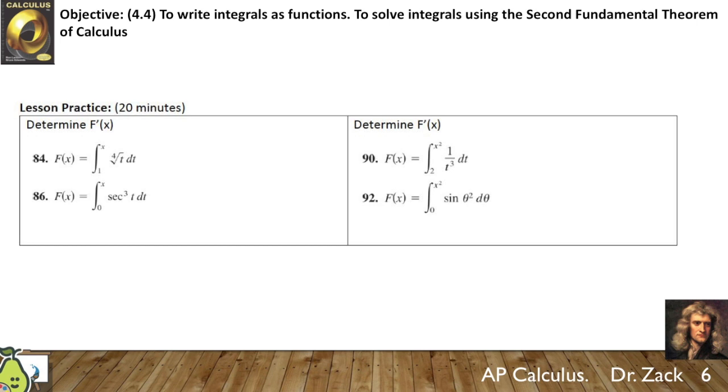Okay, so work for the next 20 minutes on the given set of problems. Once you've completed your problem set, you should check through some of your answers. So go ahead and turn the video off now to practice for a few minutes.